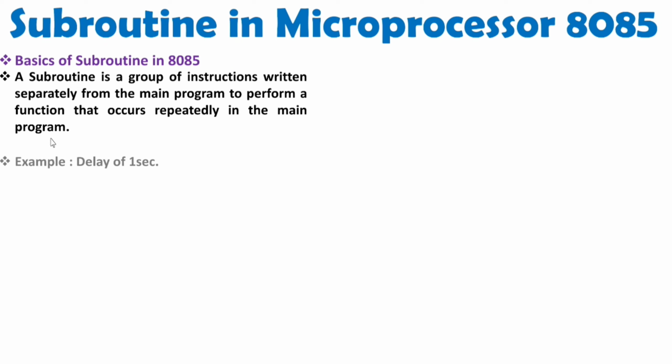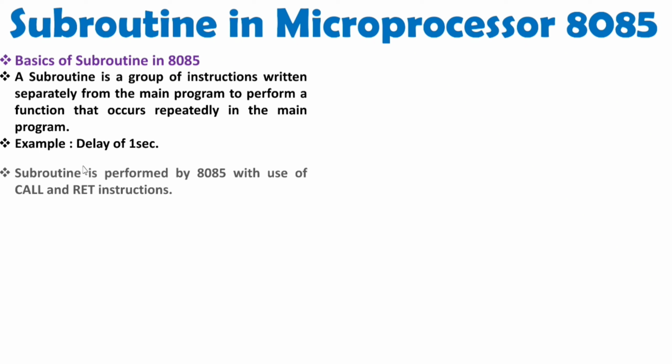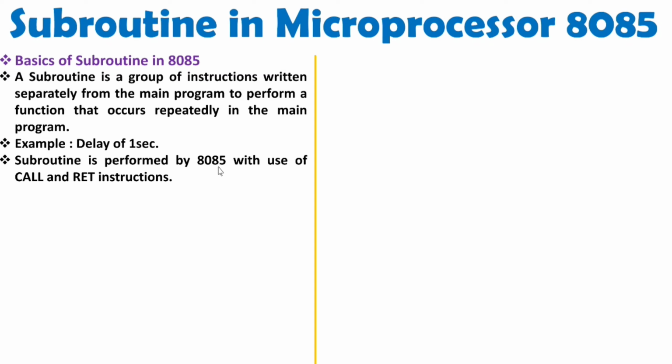For example, a delay of 1 second that is used repeatedly in the main program, then we can have a subroutine for 1 second delay. When we talk about subroutine in 8085, it is used by the call and return instructions. By call we can transfer our control to the subroutine, and the return instruction will jump back from the subroutine to the main program. How will it happen? Let us try to understand that by a practical example.